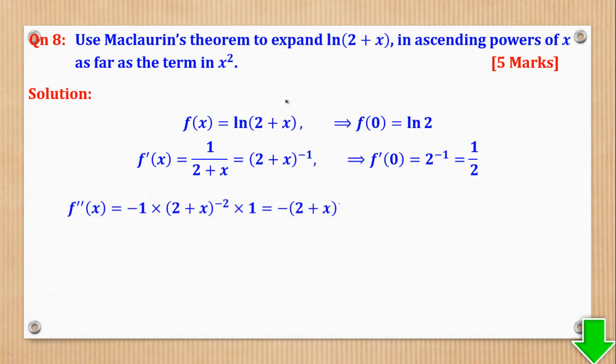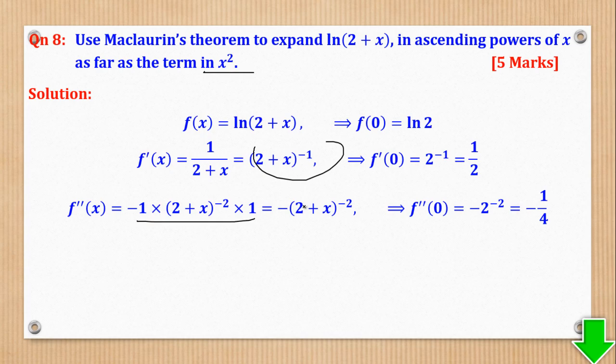Then differentiate the second time because they told you up to x squared. So differentiating this, I'll come up with this. I believe by now you know how to do that. Bring down the power, reduce the power by 1, differentiate the inner bracket. Simplify to get this, then substitute for x as 0 to get this.